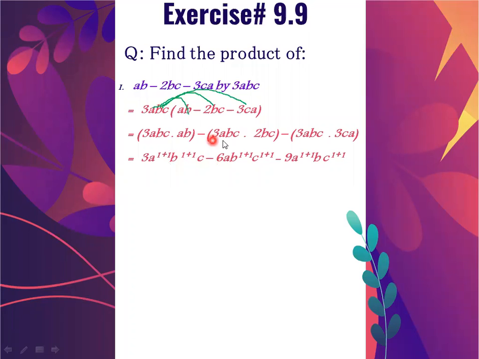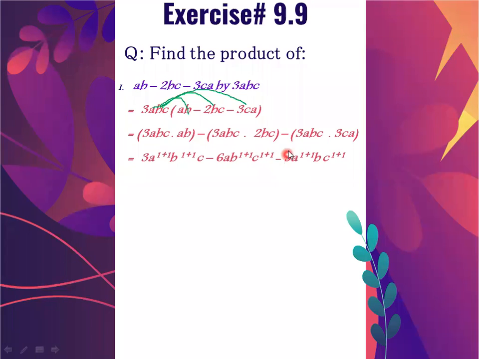Now 3 multiplied by 2 will become 6. Now here you have only one a, so you will write a only one time. Here you have two b, so you will add their powers, simply you will write 1b and then 1 plus 1, and then your last c, that is 1 plus 1. Okay, why are you writing 1 plus 1? Because you are adding the powers here.